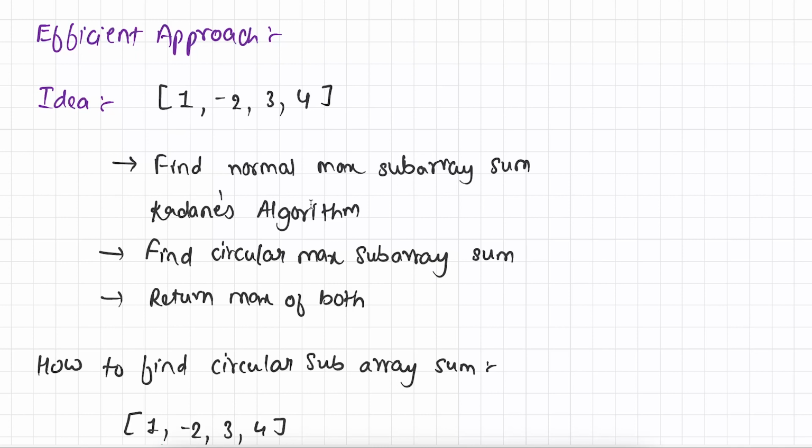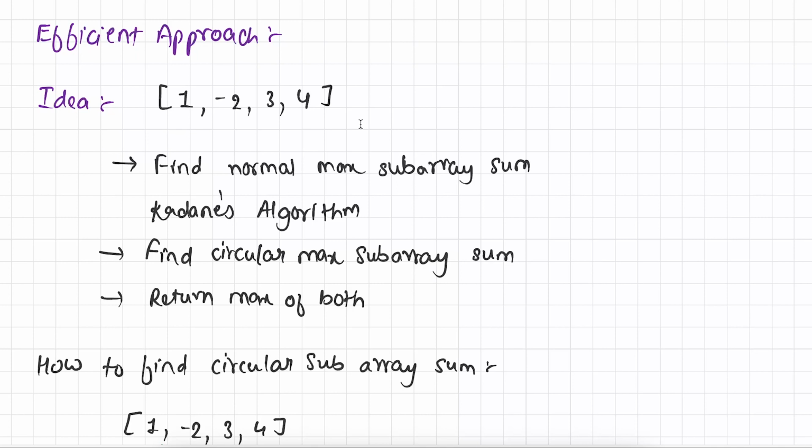Alright, let's see the efficient approach to solve this problem. So we are given an array 1, minus 2, 3 and 4. These are the elements of the array. The idea is pretty simple. First we have to find the maximum subarray sum using Kadane's algorithm, and then we will find the maximum subarray sum of the circular subarray, and then we simply have to return the maximum of both. This is the basic idea.